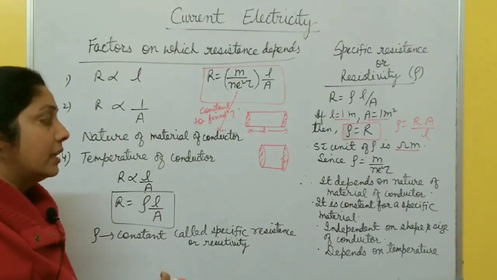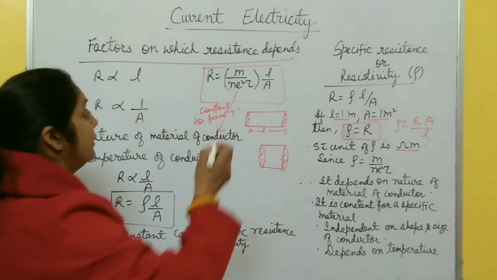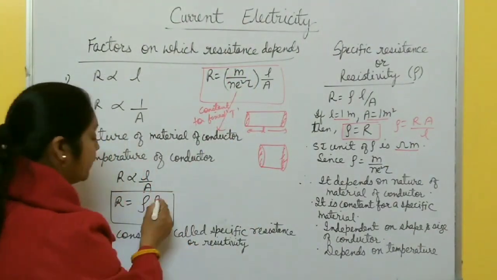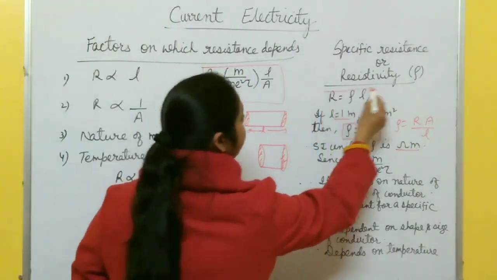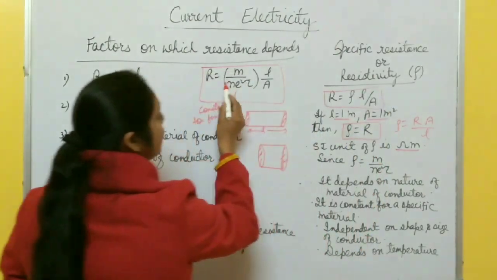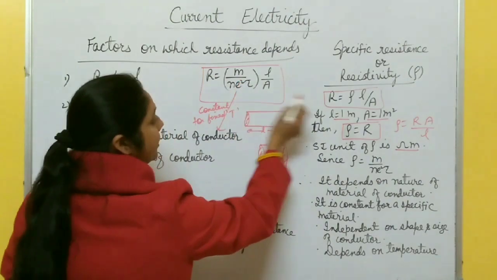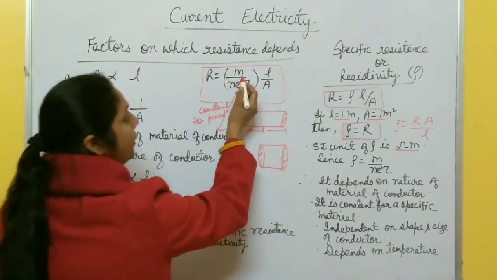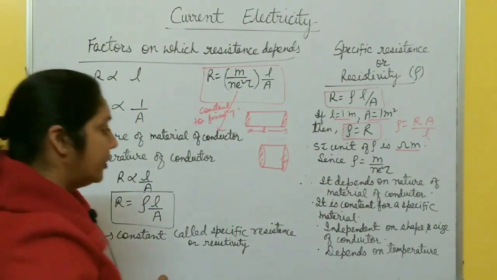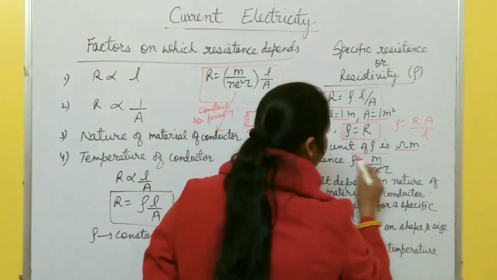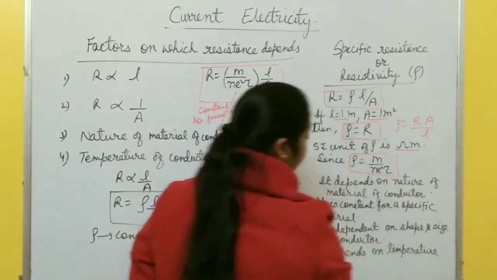Now what is the expression for resistivity? This is R equal to rho L by A, right? Now R equals rho L by A, and R is also m by n e square tau times L by A. So what is the value of this resistivity? If you compare these two equations, rho equals m by n e square tau.